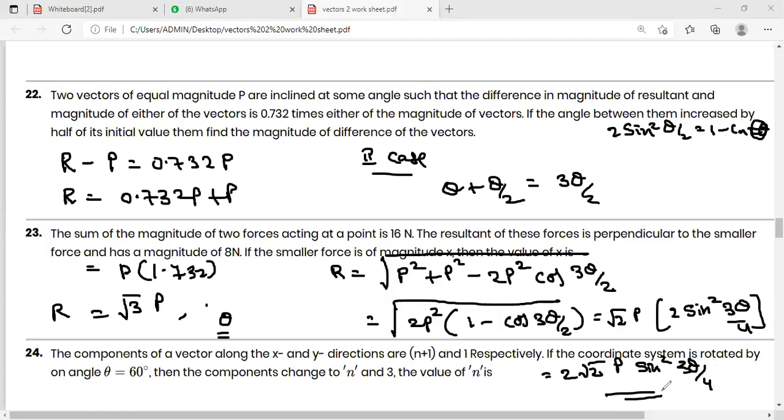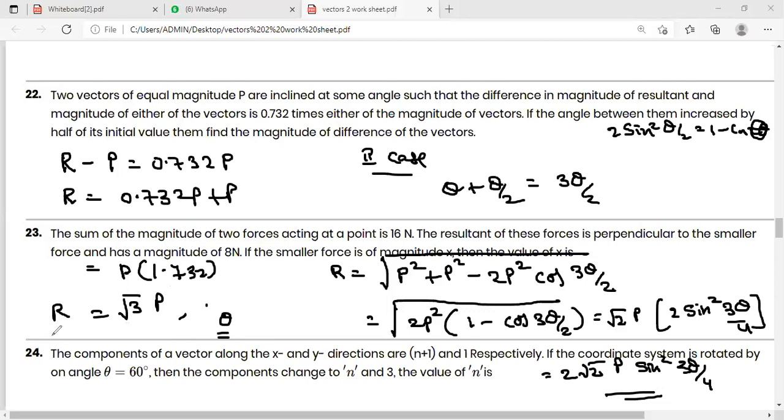All of you understand? Yes, sir. They're asking here that first of all, we have calculated R equal to root 3 into P. So in that case, the theta value also you can find out. What is that?